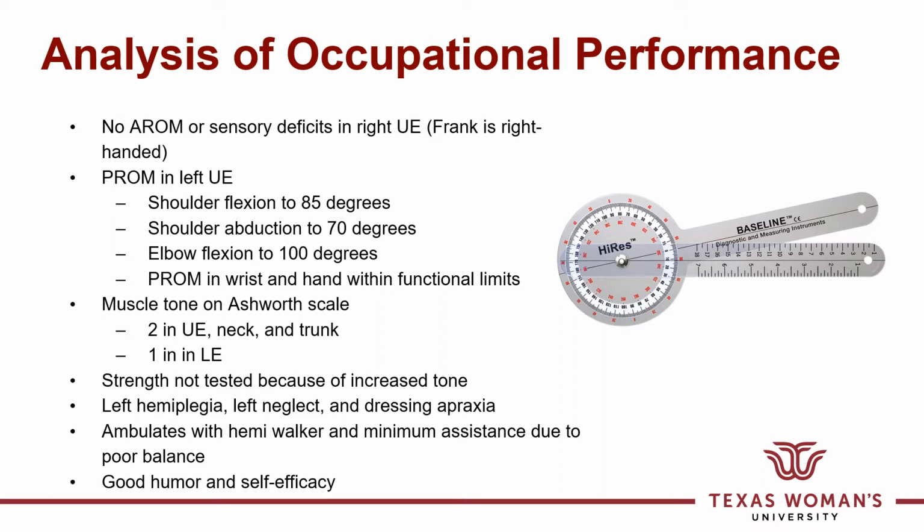Frank also demonstrated left hemiplegia, left neglect, and dressing apraxia. Frank's difficulty in completing bathing tasks and dressing tasks due to these conditions has significantly impacted his ability to perform in his occupations. He also ambulates with a hemi walker and requires assistance in this area as well due to his poor balance, which specifically contributes to his lack of independence in his IADLs and ADLs. In addition, Frank demonstrates good humor and self-efficacy. However, due to his injury, Frank shows a lack of insight to his condition and therefore poor safety awareness.